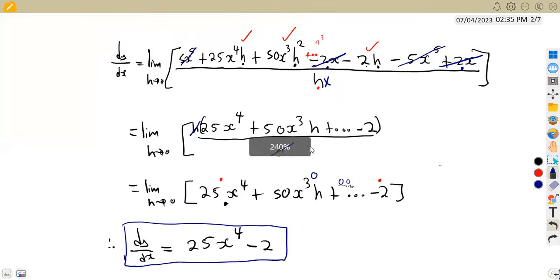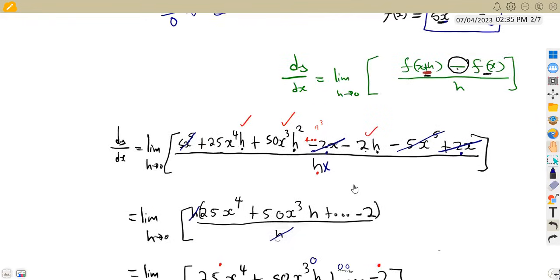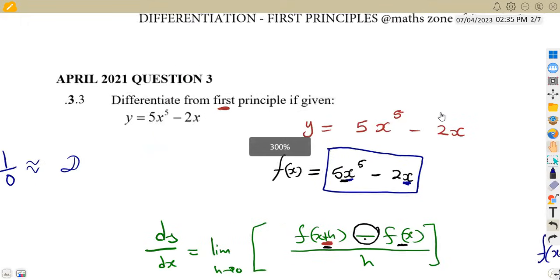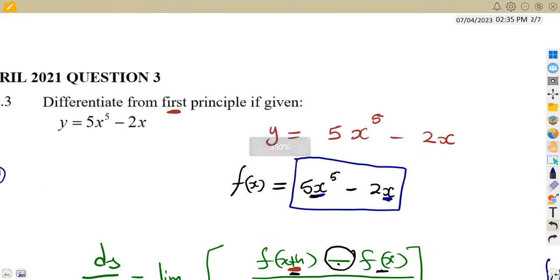As you can see, this is a derivative which we can refer back to our general rule. From your general rule, you can differentiate this one just by looking at your question. The derivative of y with respect to x: you multiply 5 times this, which is 25, you subtract 1, so that will be x to the exponent of 4, minus 2x.